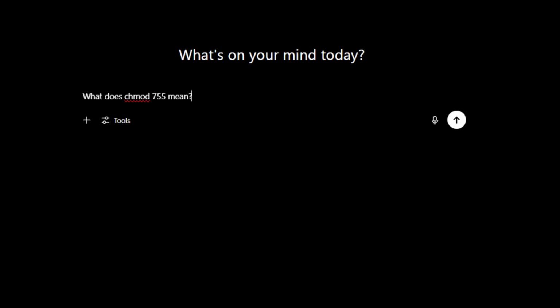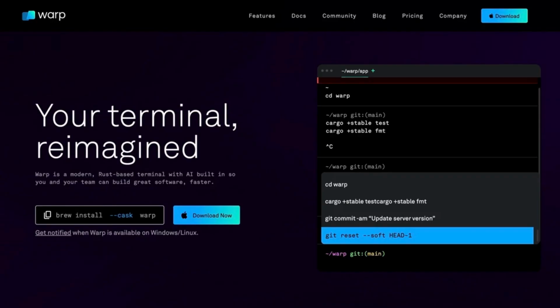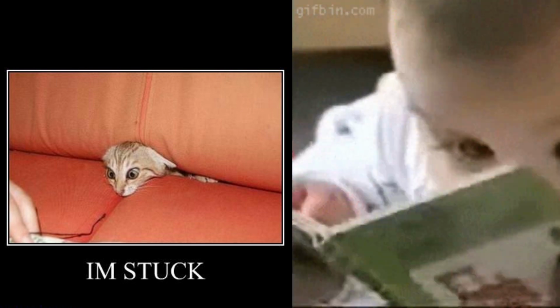Just ask what's in your mind, like, what does chmod 755 mean? Or, how do I find all hidden files in Linux? Explain the /etc/passwd file. Use AI-powered terminals like Warp that correct mistakes, auto-suggest commands, and even explain what's happening as you type. AI makes Linux less of a wall and more of a window. You're no longer stuck. You're learning at light speed.